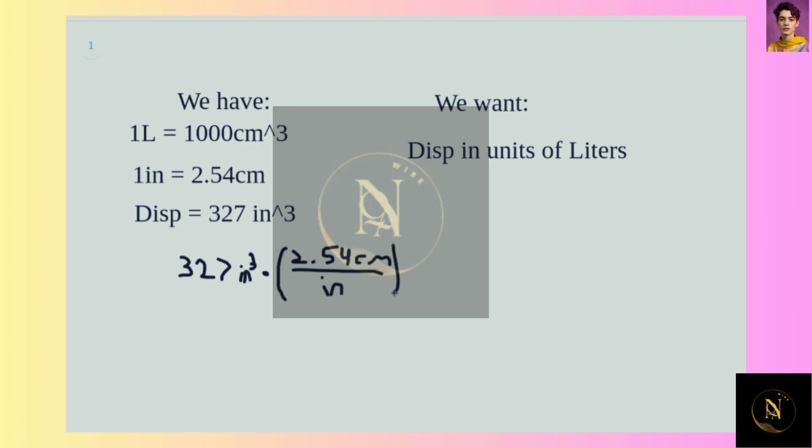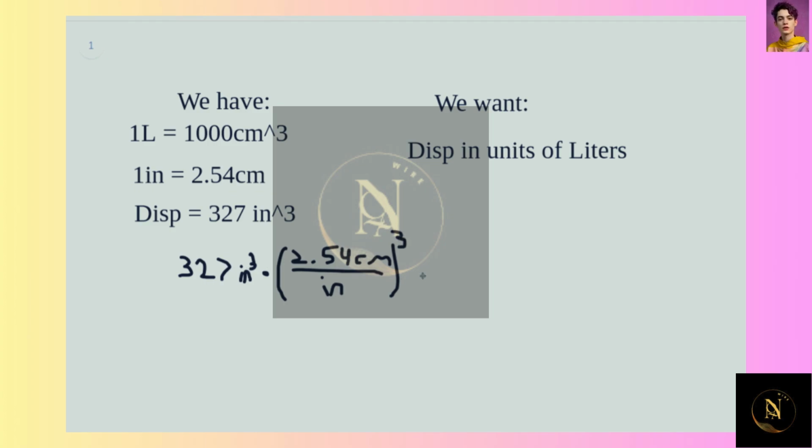Okay, now, as is, I only cancel one of these inches, right? So if I cross this inches out with one of these inches here, I just end up with inches to the 2, right? That's not good. That's not what we want. Okay, so I need to cube this term right here. I need to cube this term in order to get my inches cubed here to cancel with this inches cubed here. So I'm going to cube this term.